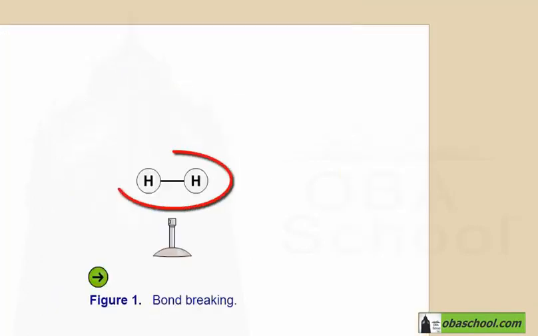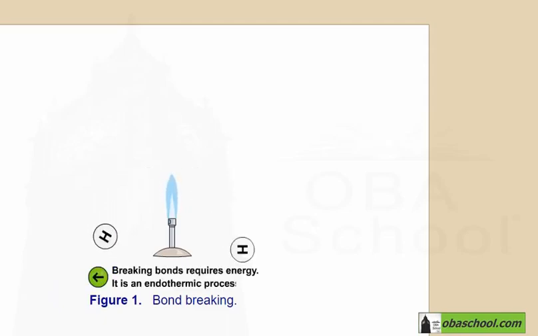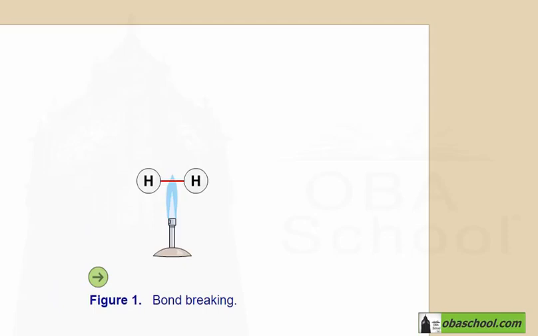Check the example of the H2 molecule. This molecule is made up of two hydrogen atoms which are bonded together in a single covalent bond. Then let's check how we're going to break this bond between the two hydrogen atoms. When this bond is heated, where heat is a form of energy, this bond breaks down, so breaking bonds requires energy and thus is an endothermic process. So the bond will break when energy in the form of heat is applied to the bond.